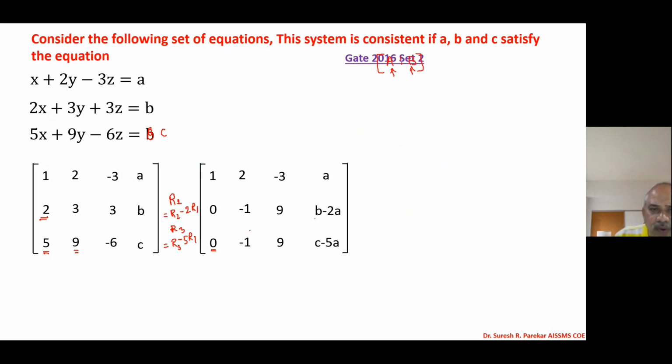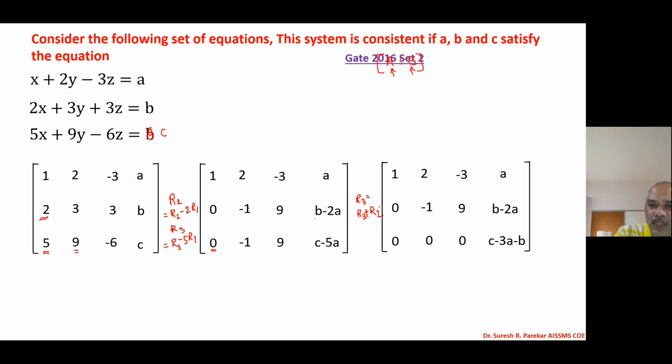Now we have to make this 0. So we will add this row. That is the next operation, R3 equal to R3 plus R2. And in that case, we are going to get this all 0.